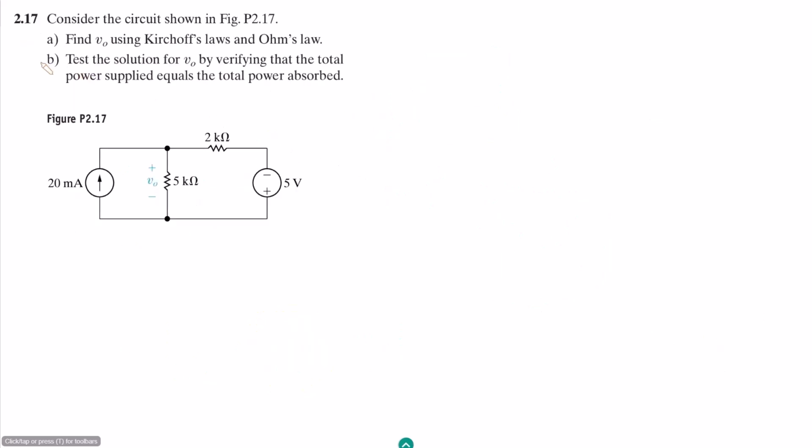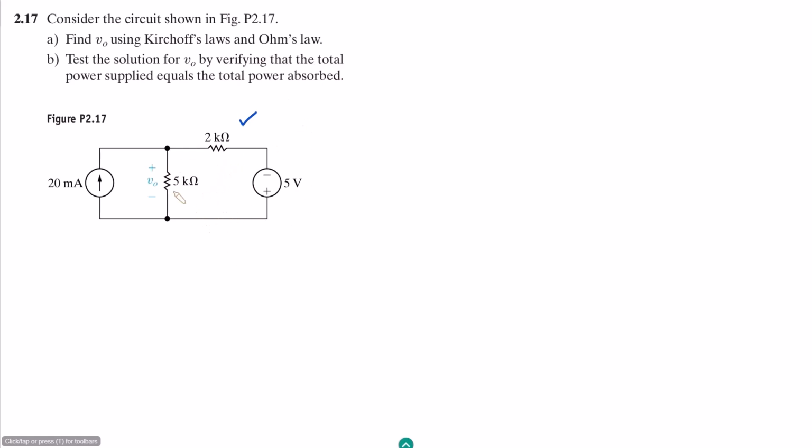So this is question 2.17, figure P 2.17, and from this figure we have to find, part A: find V naught using Kirchhoff's laws and Ohm's law, and part B: test the solution for V naught by verifying that the total power supplied equals the total power absorbed. In our previous video we saw the use of Kirchhoff's laws and Ohm's law, and today we are going to implement them in this circuit.